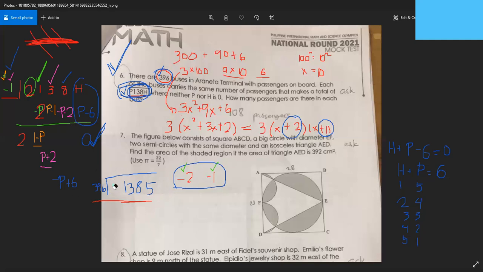21384. So let's try, this will be 2 and then this would be 4. So 21384 divided by 396, and that's it. When you divide these two numbers, you will get 54. So therefore the number of passengers for number 6 is 54.